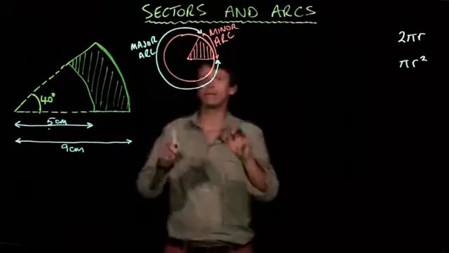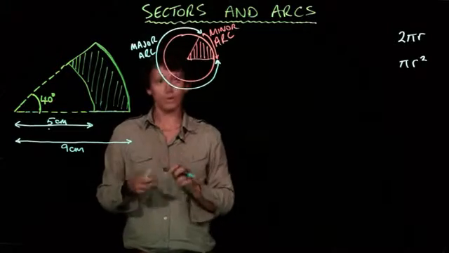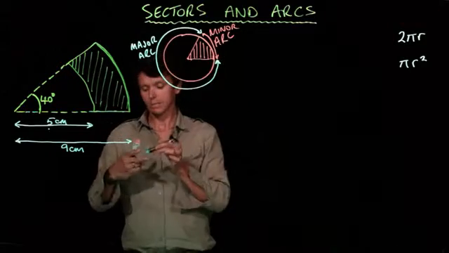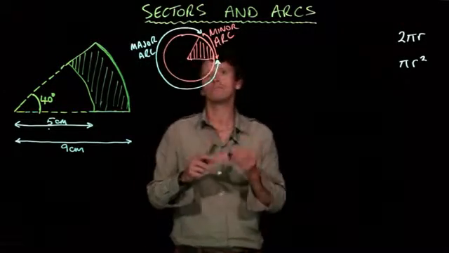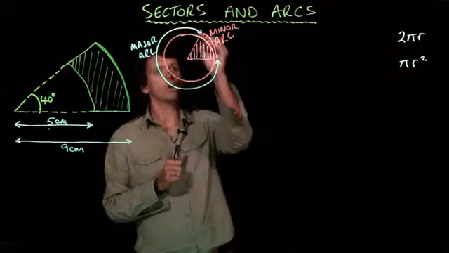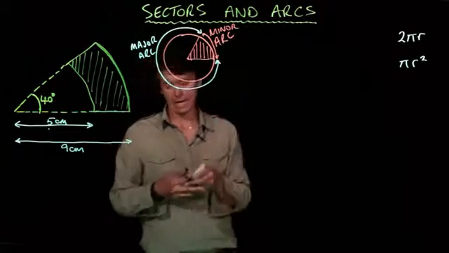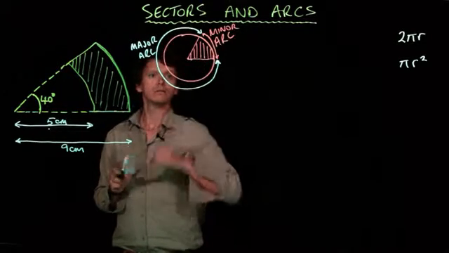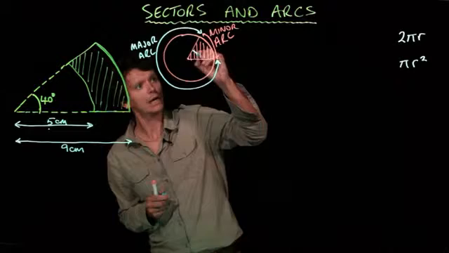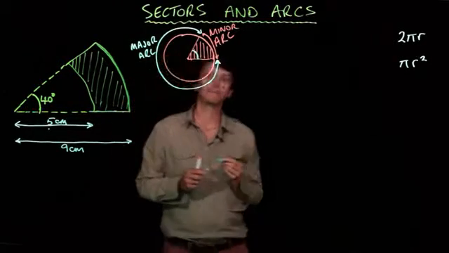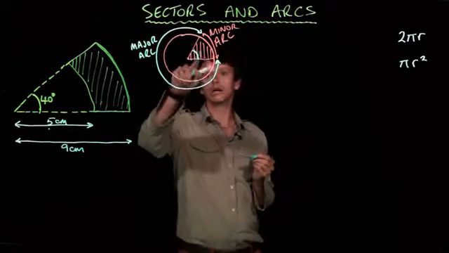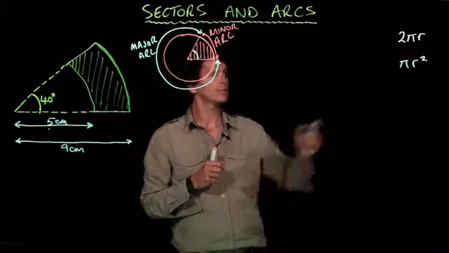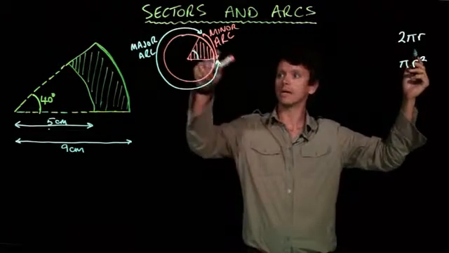So we don't actually want the whole circumference. We just want a little part of it. So what we need to do in order to work that out is think, well, how much of the circumference have we got? I'm going to focus on this minor arc here. How much of the circumference is that minor arc? Well, it depends how big that angle is. If that angle was 180 degrees and it was half of the circle, then you just take half of the circumference for your arc length.